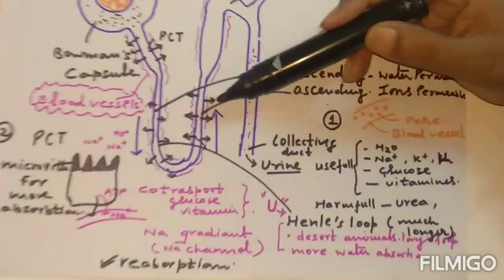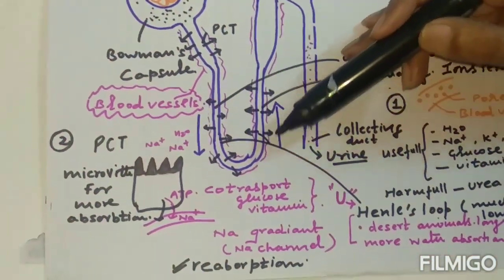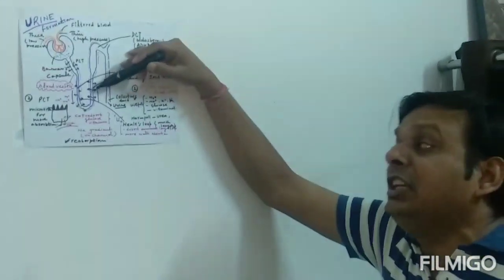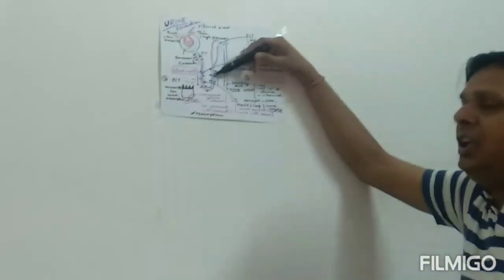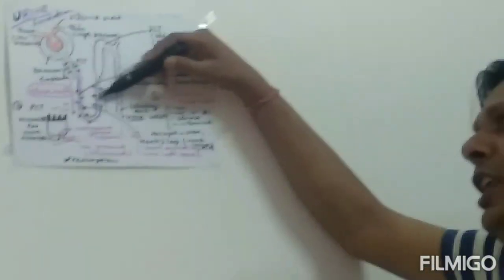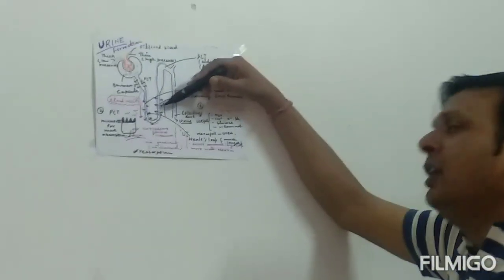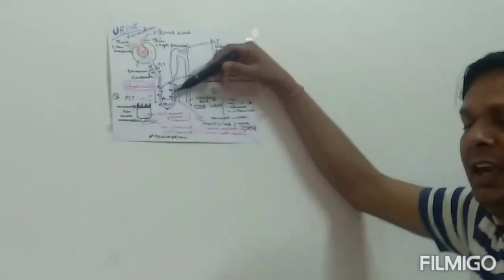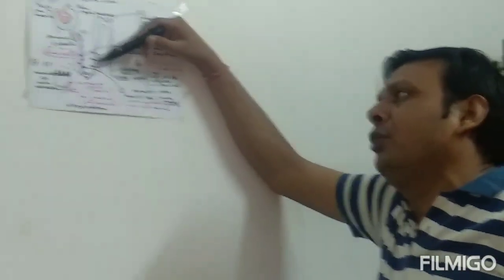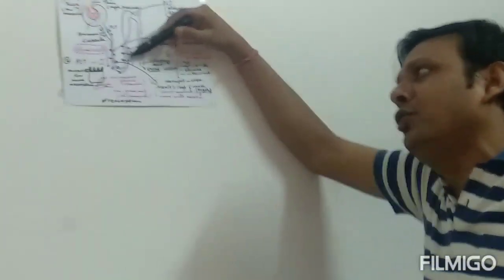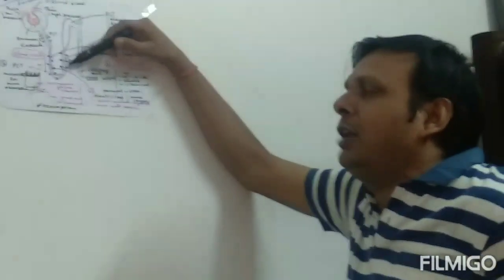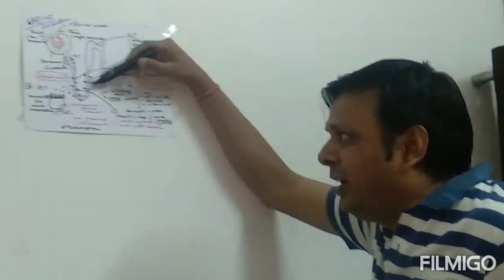And remember, Henle's loop is much larger in animals confined to desert areas, which need much more absorption of water because they have very little water available. So very little water is excreted in urine. And be clear, our morning urine is also very concentrated and is used during examination, because for a long time we do not consume water during the night time.